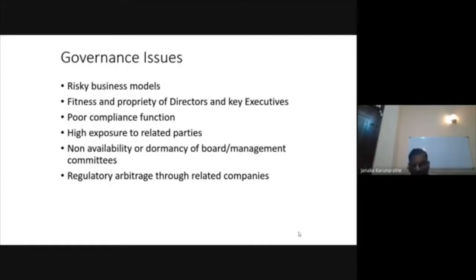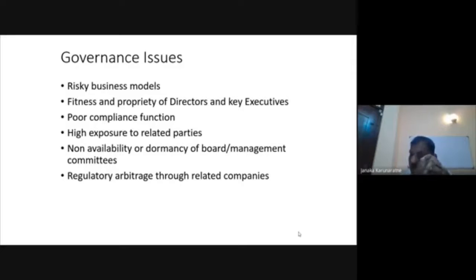So firstly, the risky business models. Overall, all banks prepare their strategic plans, medium-term or long-term, and conduct business as per those strategic plans and the business model. The business models of different banks may be different based on the risk appetite, risk tolerance, and the expertise you have in your bank. In fact, the banks are operating in a very tight competitive environment.